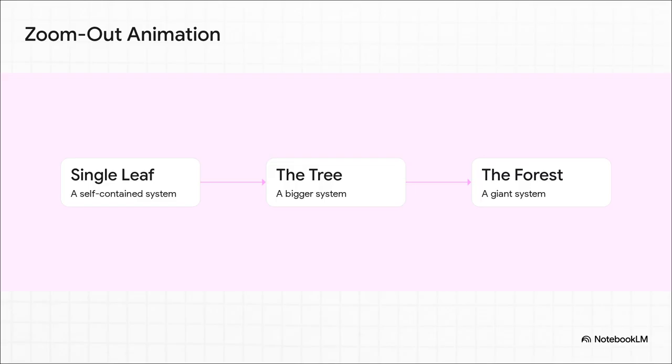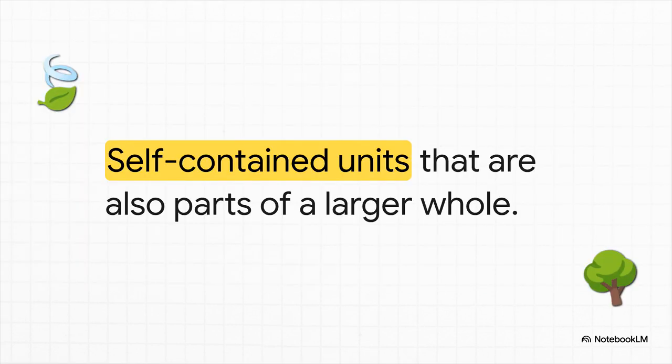The microsystems sustain the macrosystems. Without the leaf's miniature factories, the tree dies. Without the tree, the forest ecosystem collapses. We go from a microscopic cellular level to a sprawling macro environment in just a few logical steps. And this brilliantly illustrates the fundamental rule of our universe. We have self-contained units that are also parts of a larger whole.